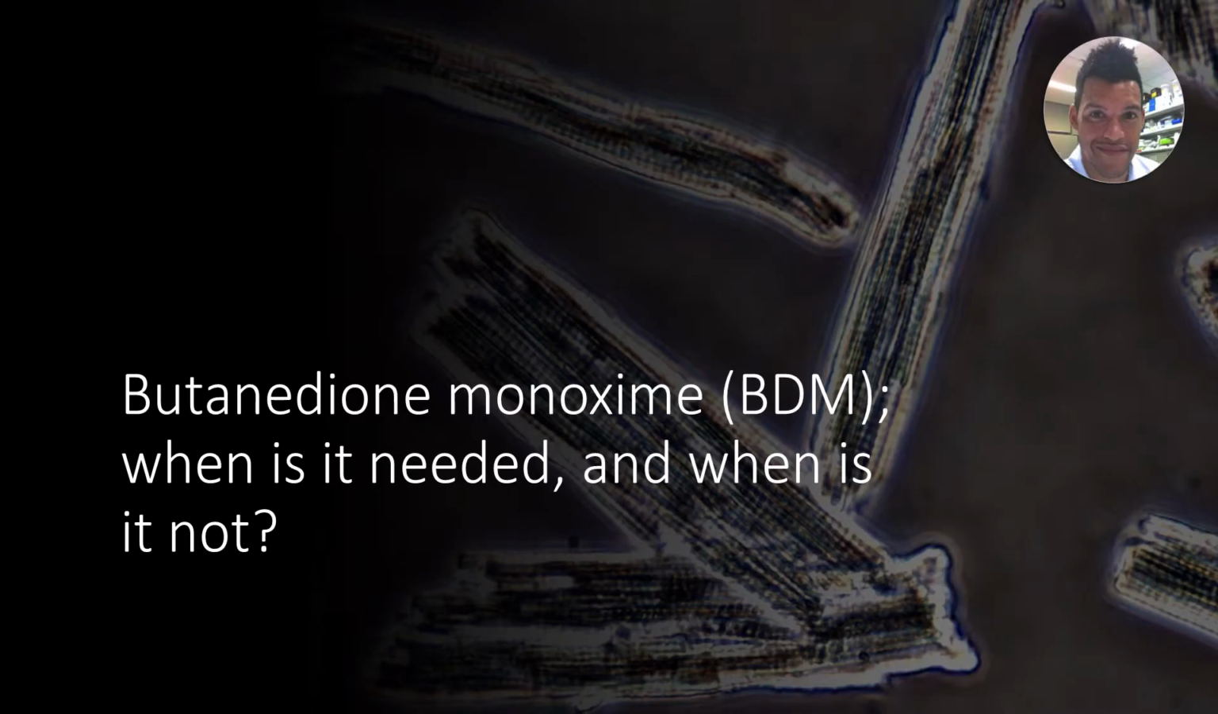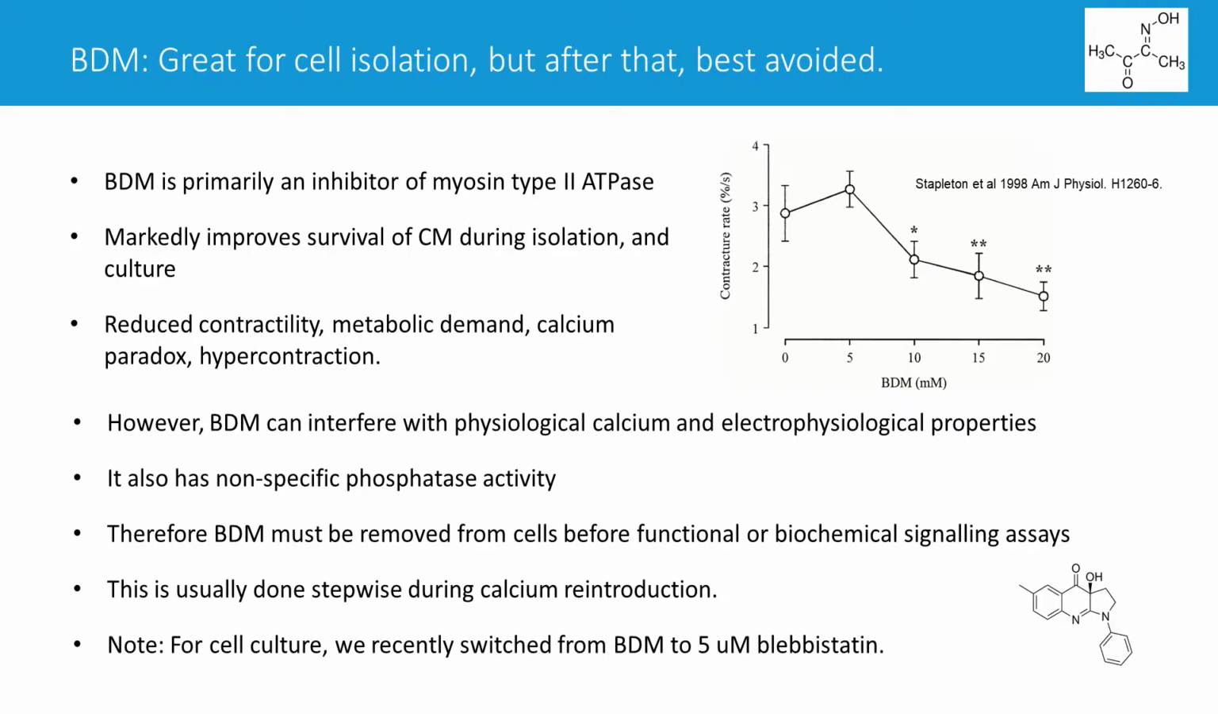There are a few questions related to this butanedione monoxime, BDM. When is this a good guy and when is it a bad guy? So it's primarily used as an inhibitor of myosin type 2 ATPase. So it stops the cross-bridge cycling process in myocytes. So the concept here is that BDM will improve the survival of the cells during isolation.